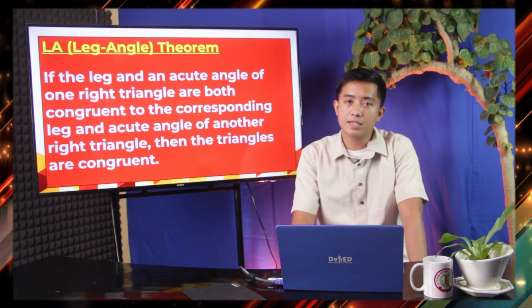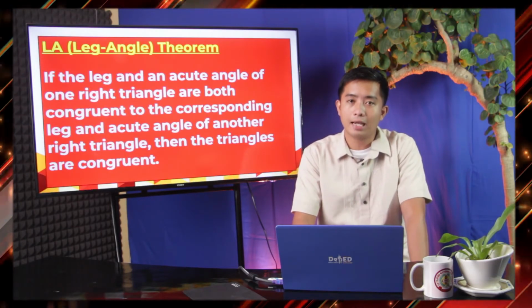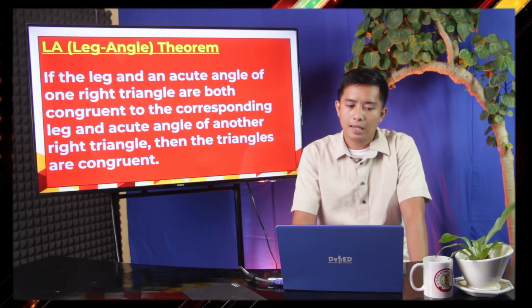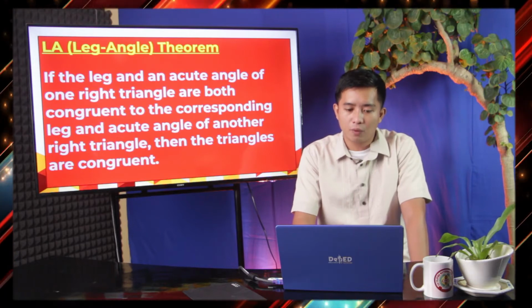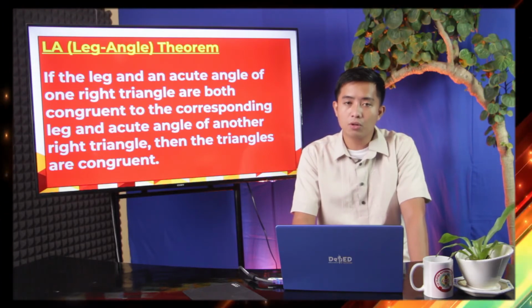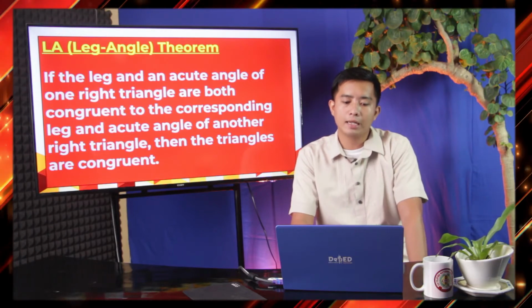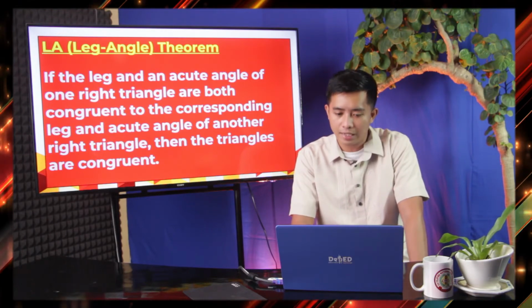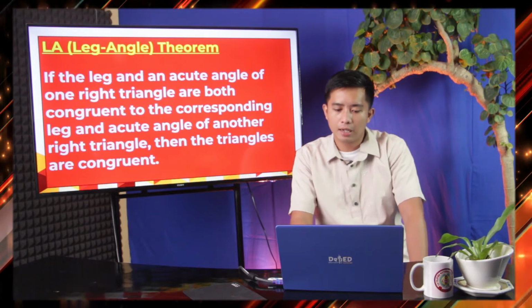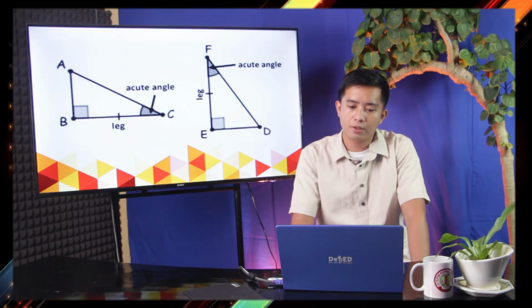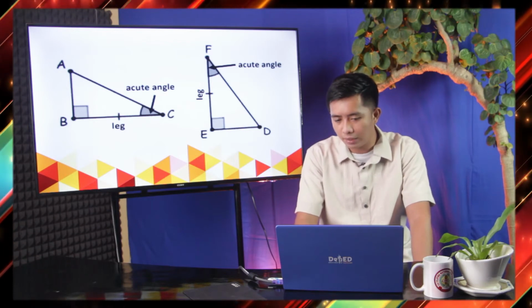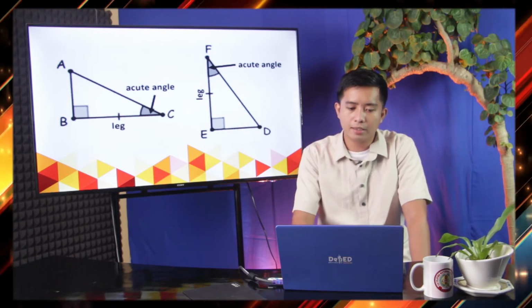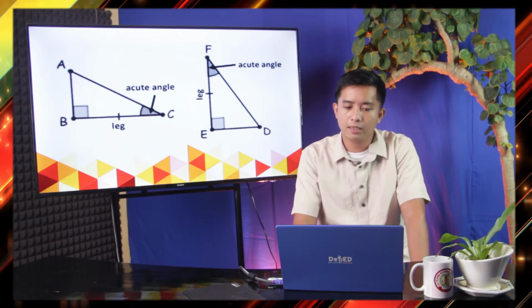The next theorem is the LA theorem or the leg angle theorem. LA theorem states that if the leg and an acute angle of one right triangle are both congruent to the corresponding leg and acute angle of another right triangle, then the triangles are congruent. Here is the illustration for the LA theorem. As you can see, we have again the two right triangles. Indicated there are the leg and the acute angle.